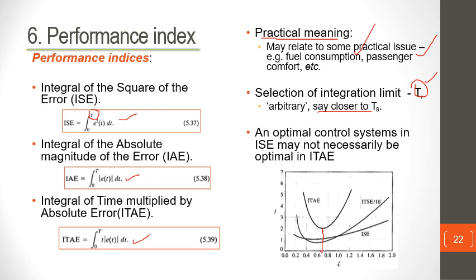So the value of the damping factor that minimizes the index might be 0.7 in this case, if you look at the graph. However, if you look at another index, ISE, you see that the index is minimum at around here. So the value of the damping factor that minimizes it might be 0.6 instead, which is different from 0.7. So a system may be optimal with respect to one index, but not necessarily optimal with respect to another.